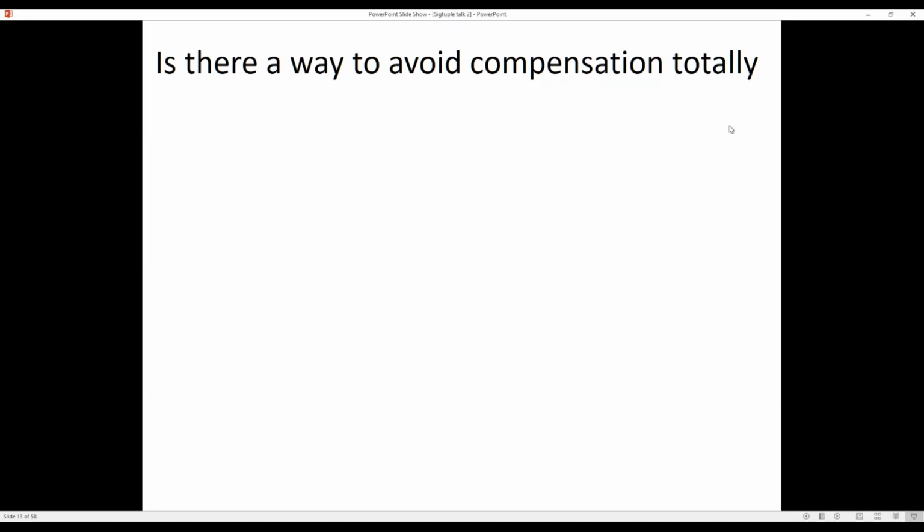Can anyone reply? Or you can unmute and answer that. Do we have the facility for that, Dr. Renu? They can unmute themselves? Yes, they can. Then we can be interactive. Thank you. That will be interactive. Come on. So is there a way you can avoid compensation? You can unmute and you can answer. Come on. Let's be interactive. This topic needs a lot of interaction.